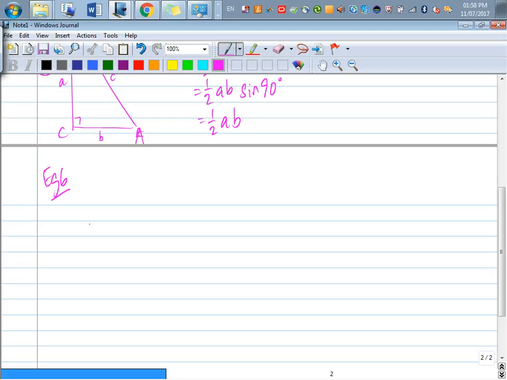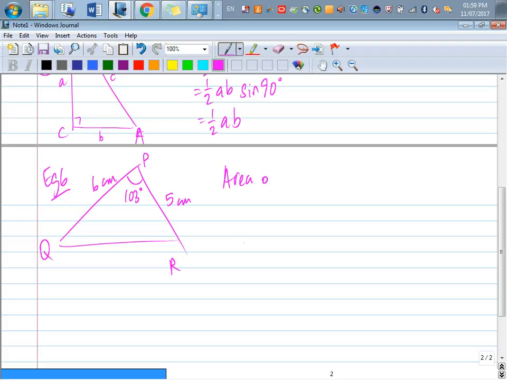You are given a triangle. This time it is P, Q, and R. This is 103 degrees. This is 6 and 5 cm. So area of triangle, you have to spell this out. You cannot just draw the triangle. Area of triangle PQR is equal to half. We cannot use half times base times height, right? Because we don't know what's the base, we don't know what's the height. We can find out, but it's going to be tedious. So we use the other formula, half AB sine C.